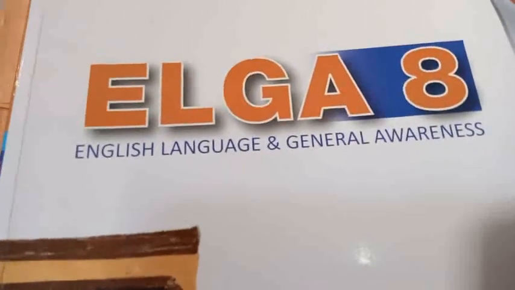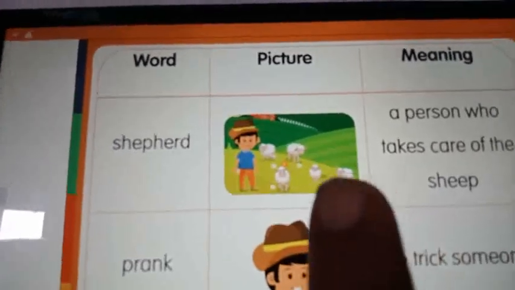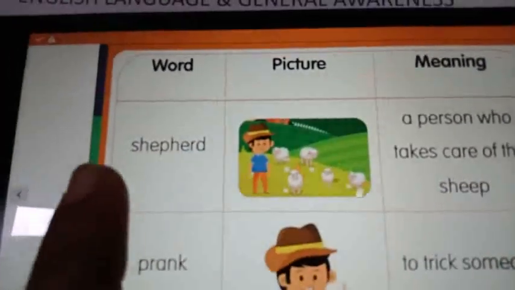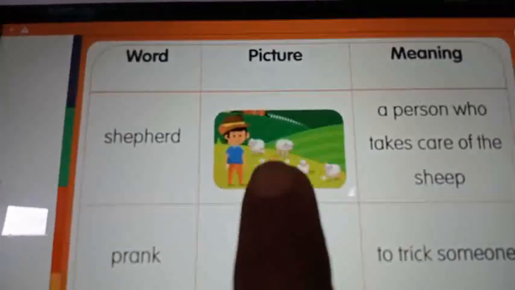Yes, I will show that. You have to listen carefully. See the word and picture, then the meaning of the word. What is the word? Shepherd. Shepherd. See the picture.